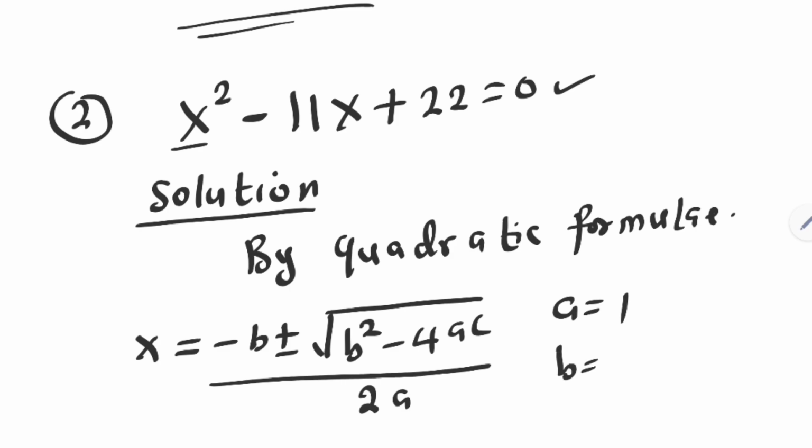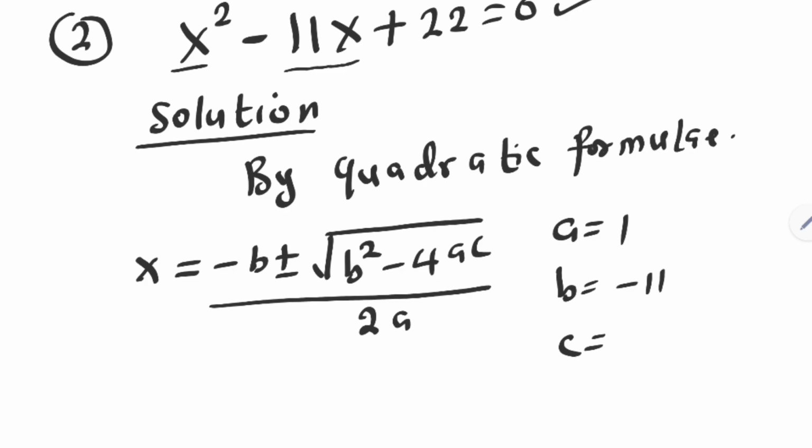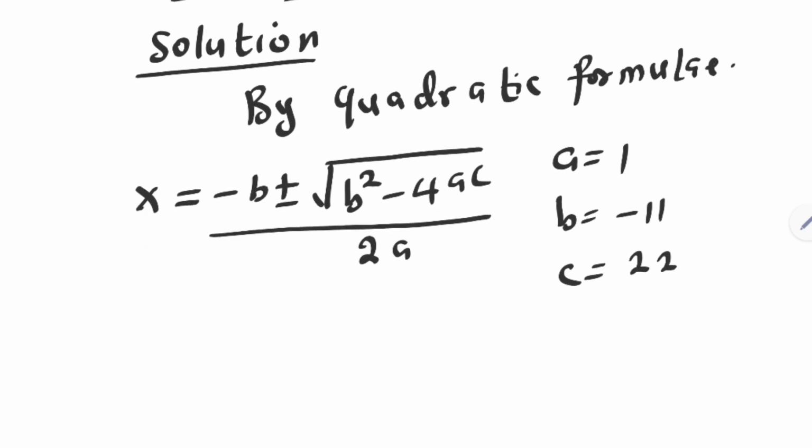B is equal to minus 11, which is the coefficient of x. And C is equal to 22, which is the constant.